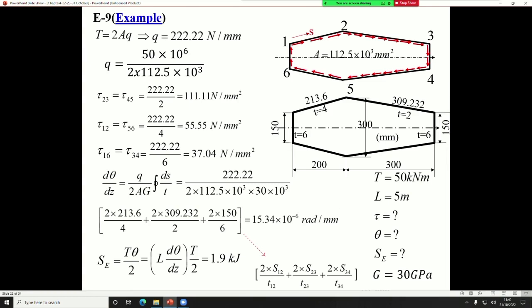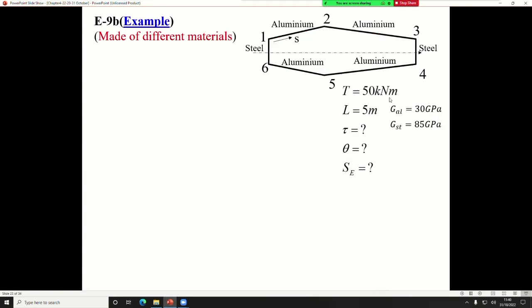At the moment, the whole section is made of aluminium. Now, in the second part, the vertical walls are made of steel. Now, if they are made of steel, do we get the same shear flow or we don't get the same shear flow, if I have different materials for the vertical panels? Yes, please. There will be the same shear flow? That's very good. It's the same shear flow.